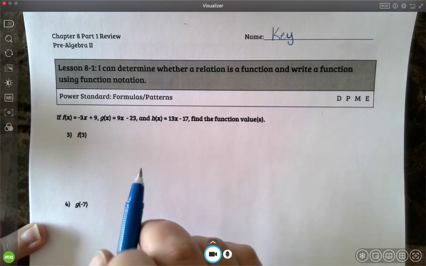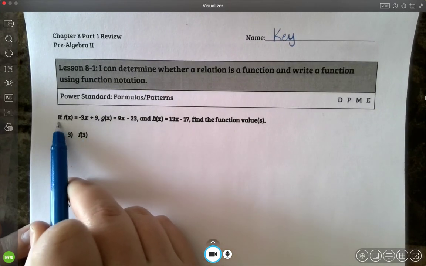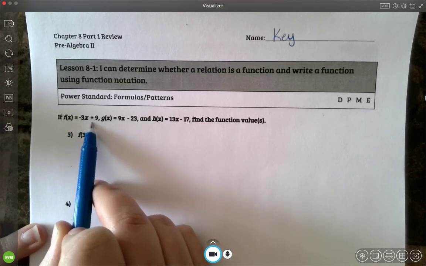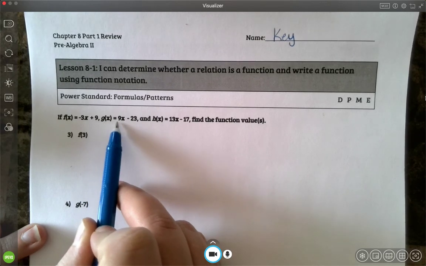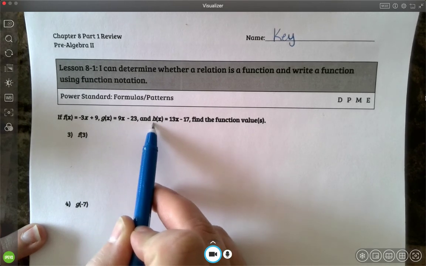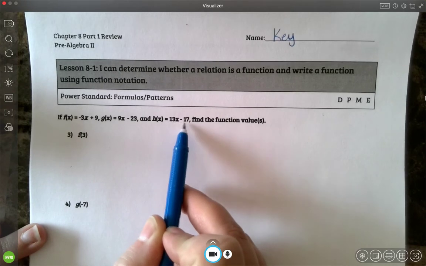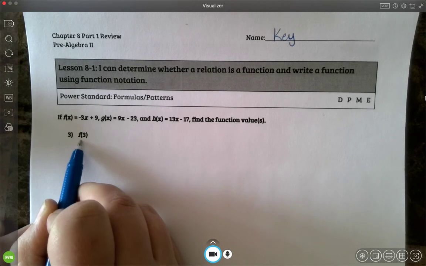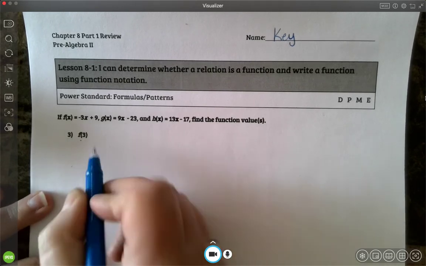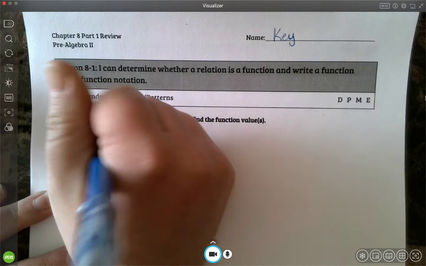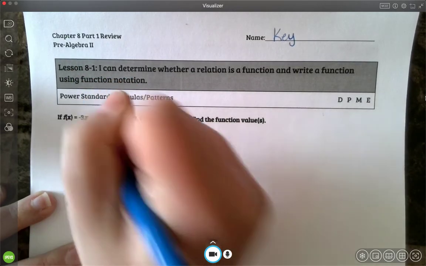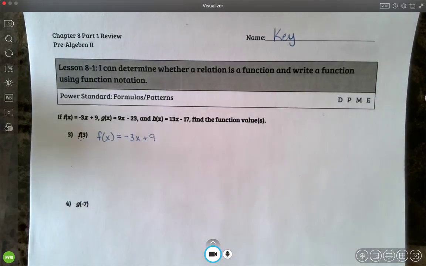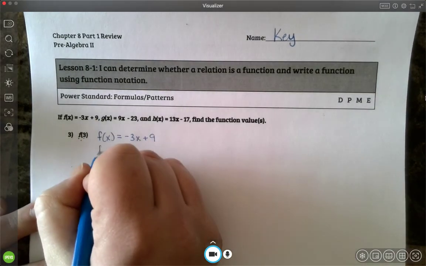function notation. So here we have directions. If f of x equals negative 3x plus 9, g of x equals 9x minus 23, and h of x equals 13x minus 17, find the function values. So then right here, the very first problem that we're looking at, number 3, is f of 3. So first, let's rewrite what f of x is. f of x equals negative 3x plus 9. Then I want to know what f of 3 is.